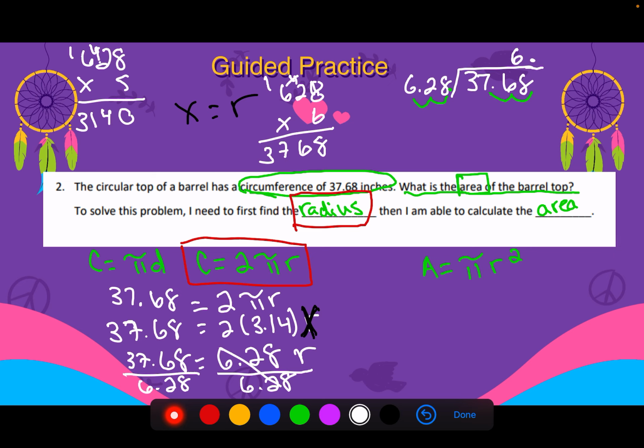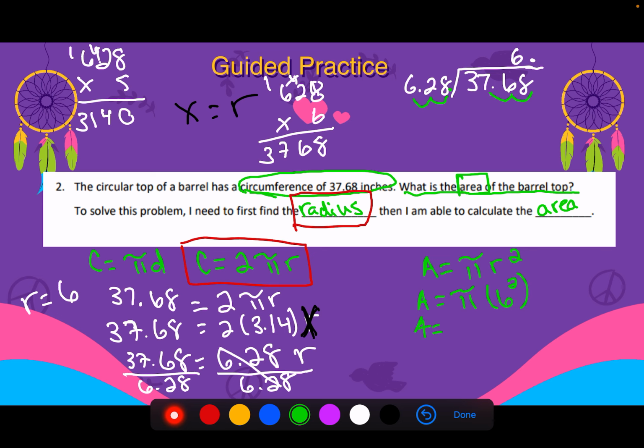Okay. So now we have our radius. Are we done? So that means that r equals 6. Okay. So no, we're not done. Now we have to solve for our area. So we have A equals pi r squared. We said our radius is 6, so that's going to be r squared. So now that we have that, we can solve our formula.